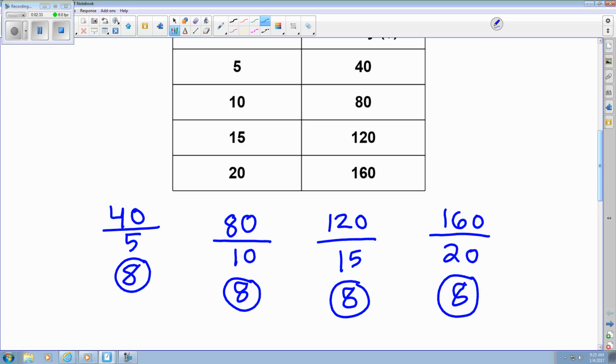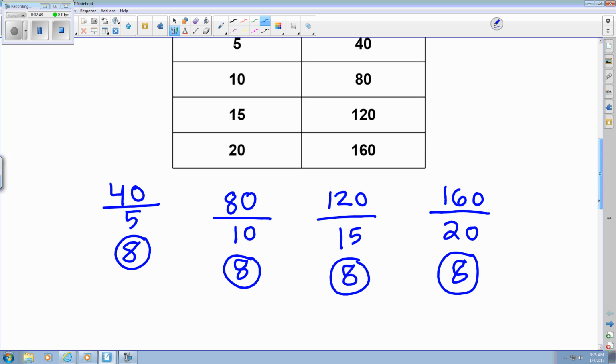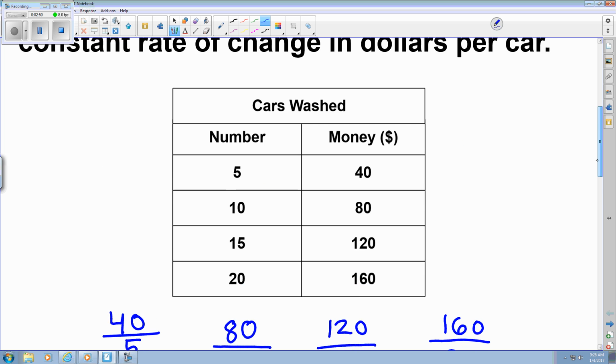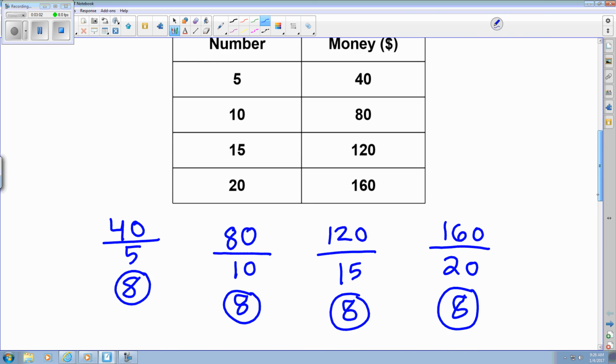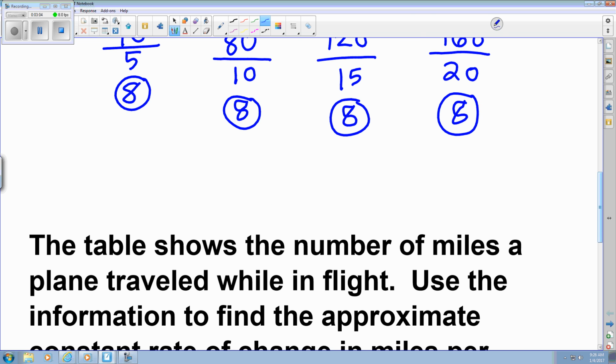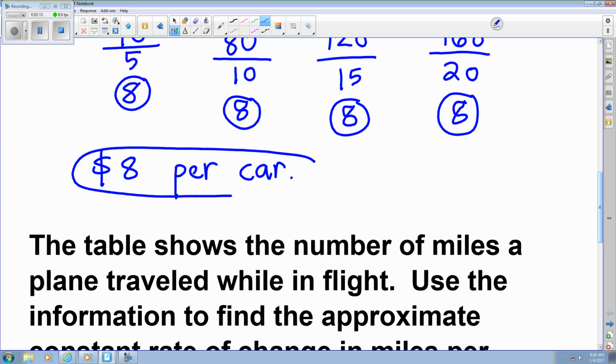As you can observe here, this is a constant rate of change. It's a constant rate because constantly you're going to see this same rate occur. They're going to ask for an explanation of this, and you're going to say that it's $8 per car. You're going to want to get specific with your explanation. This one doesn't really refer to anything more specific than that.